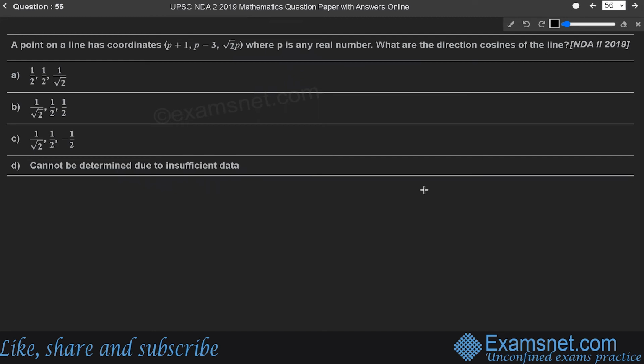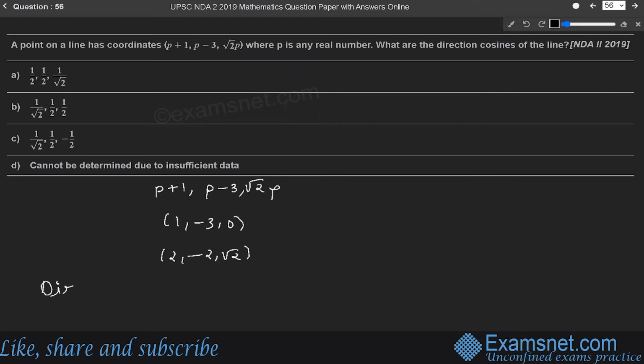Moving on to the next question, a point on a line has coordinates p plus 1, p minus 3 and root 2p where p is any real number. What are the direction cosines of the line? So we have coordinates p plus 1, p minus 3 and under root 2p. So putting p is equal to 0, the point will be 1, minus 3 and 0. When p is equal to 1, the point will be 2, minus 2 and root 2.